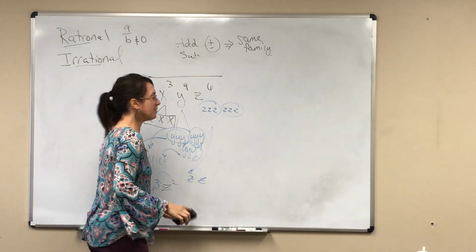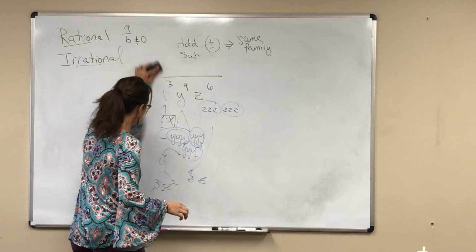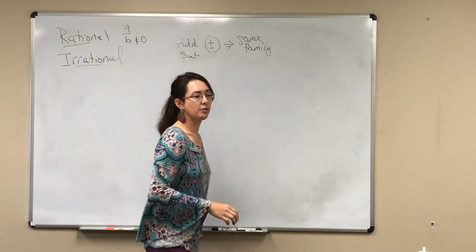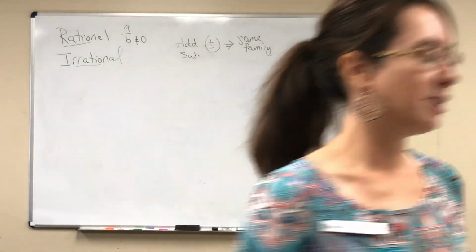Okay, we have 5 minutes. I'm gonna pass out red and you guys are gonna play a game of tic-tac-toe for rational and irrational numbers. You can divide up into pairs.